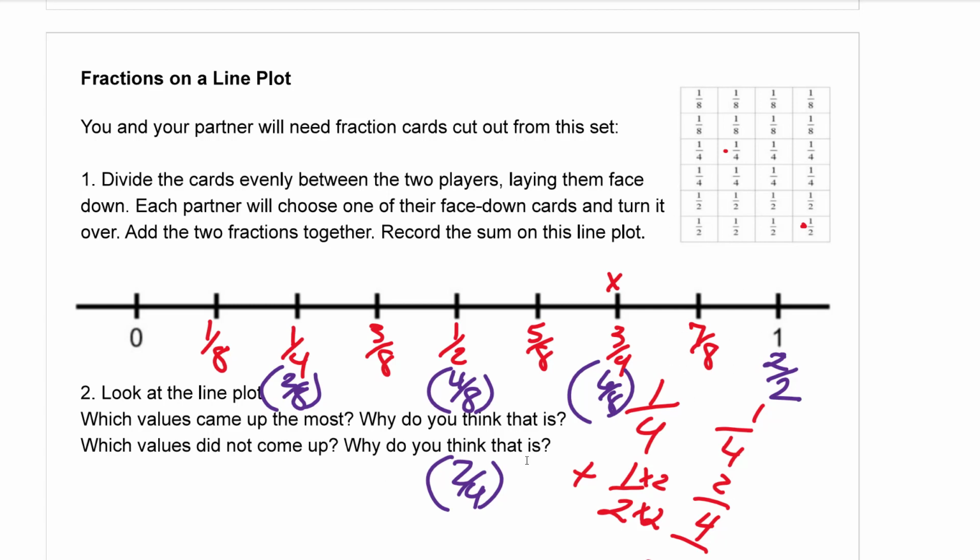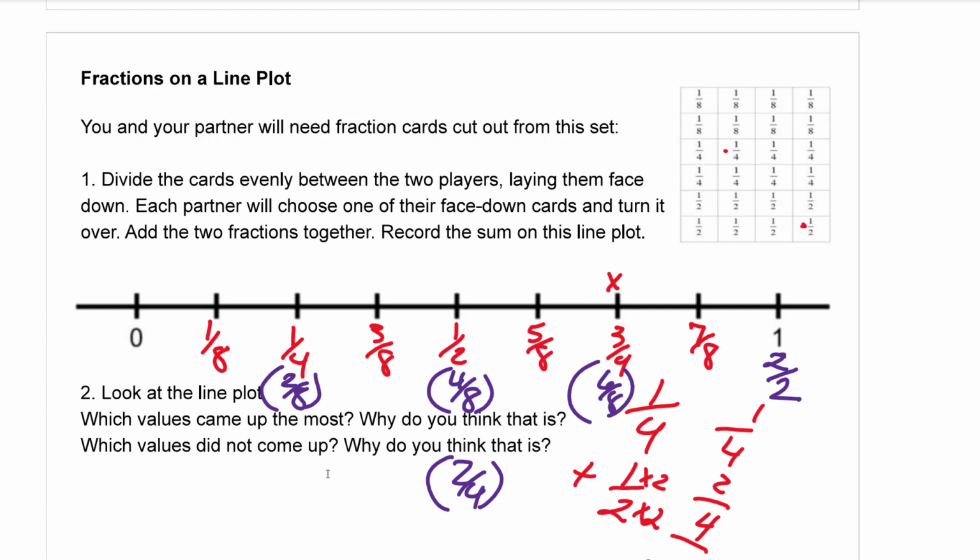So why do you think that is? Okay, so if that's 4/8 plus, I don't see a way to get 7/8. You would need 4/8 plus 3/8. We're not going to get it. Not with just two cards. So with 7/8, we're not going to get it.